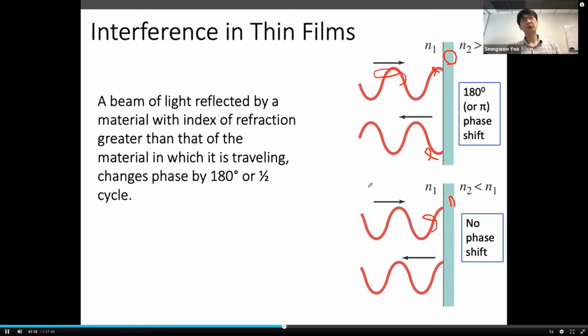So you have to check the reflection. If the reflection is done by a higher refractive index material, then we have to take into account this pi phase shift. If the reflection is done by a lower refractive index material, then there is no change. All right.